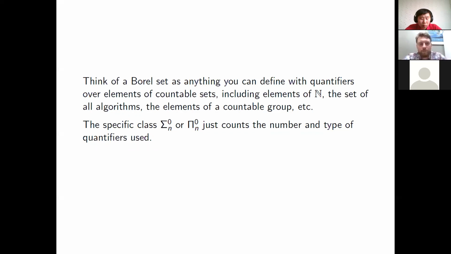But the specific class, where you are in the hierarchy, basically counts the number and type of quantifiers you used. So if you say there exists an X, for all Y, there exists a Z, that's three different quantifiers, and that counts up where you are in the Borel hierarchy.